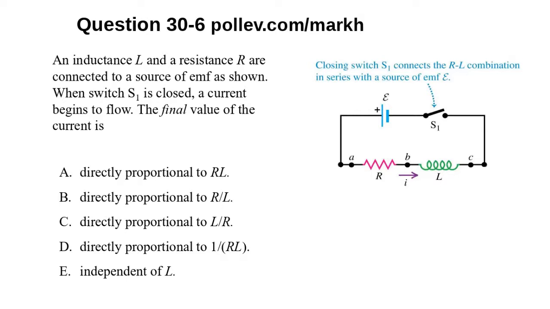Okay, let's have a go at another question then. An inductance L and a resistance R are connected to a source EMF as shown. When switch S1 is closed, a current begins to flow. The final value of the current is A, directly proportional to RL, B, directly proportional to R over L, C, directly proportional to L over R, D, directly proportional to 1 over RL, or E, independent of L.